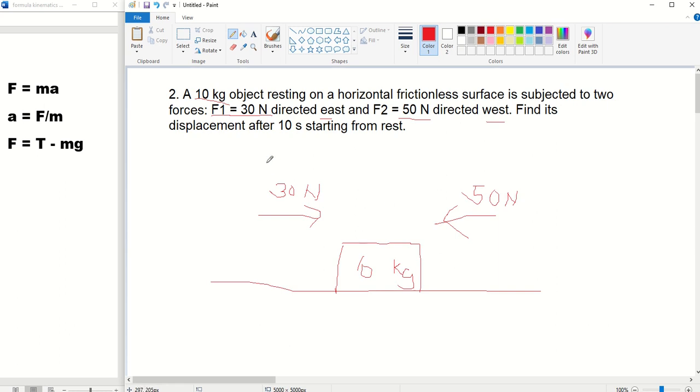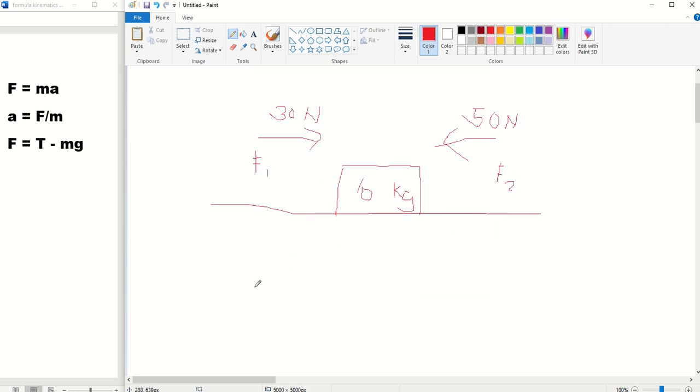So, para makuha natin yung displacement, we have to compute first for the acceleration. Pero bago tayo makapag-compute sa acceleration, we have to find the force muna. So, una, net force gagawin natin since dalawa ang forces natin, force 1 and itong force 2. So, katulad nung sa previous video, since opposing sila, baliktaran yung direction nila, isa sa east, isa sa west. Ang gagawin natin is 30 minus 50.